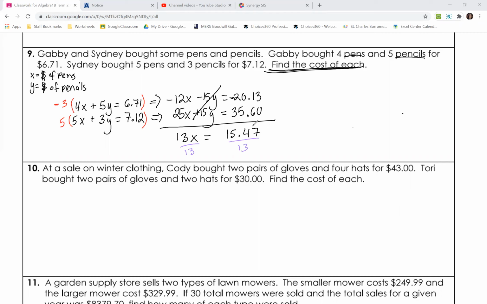Okay. And what are we going to get in the end? X equals $1.19. Okay. So the cost of a pen is $1.19.